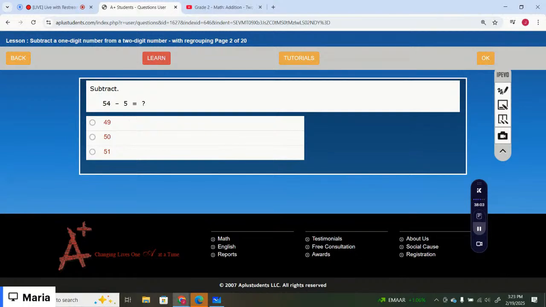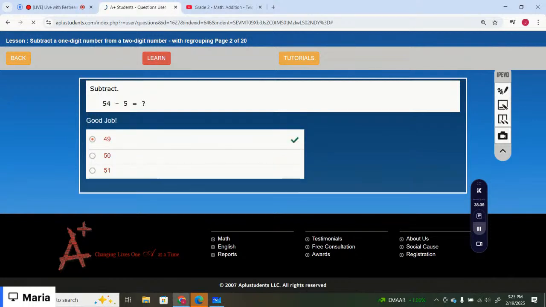Fifty-four take away 5, which is the correct option? That is 49. Option number 1 is the correct option.